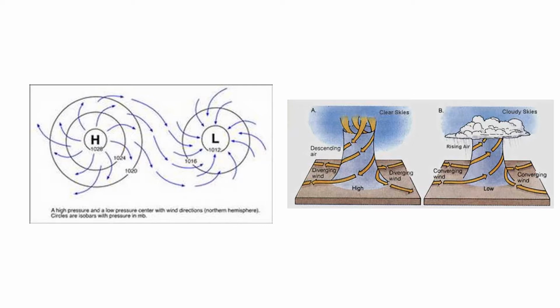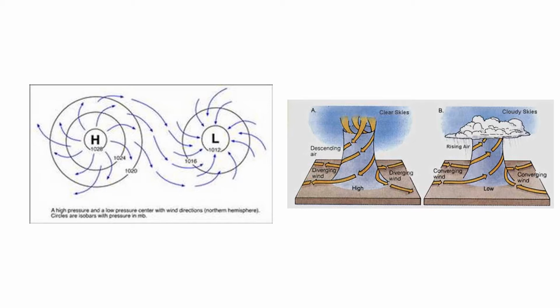The picture on the right shows wind blowing inward in low pressure zones and outward in high pressure zones. Because of this, we get bad weather in low pressure zones and we see our nice weather during our high pressure zones. Low pressure zones are cyclones, whereas high pressure zones are anticyclones.